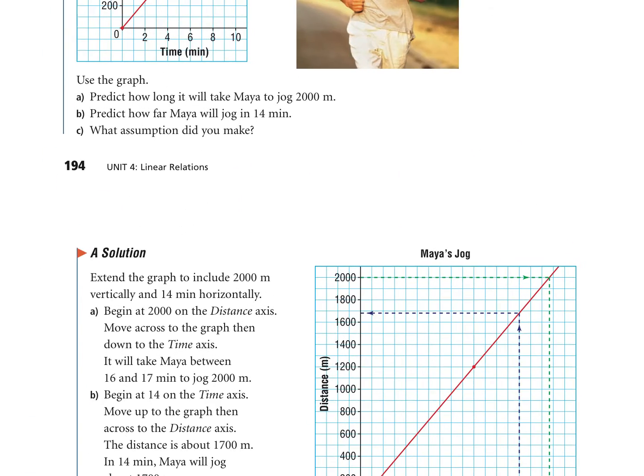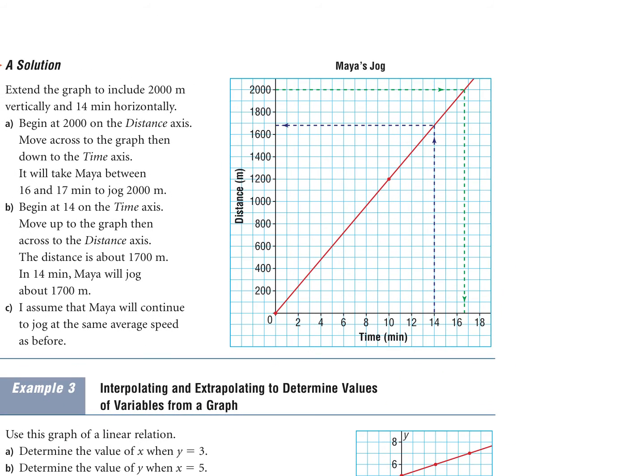Next, it asked us to predict how far Maya will jog in 14 minutes. So that's why we also needed to extend the time axis. So we could come across to 14 minutes and go straight up till we hit our red line and straight across. And we can see that this would be right in between 16 and 18. So this would be 1700 right here. And this here is 17 minutes right there. So 1700 meters. So just a little bit under 1700 meters.